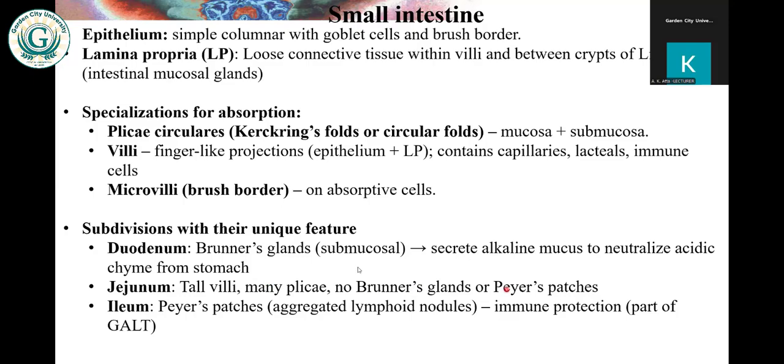Please, Brunner's gland in the duodenum is very, very important, because before the pancreatic enzymes work, the acids will have to be neutralized. Then the Peyer's patches in the ileum are also very, very important. So in the absence of these two, then we are looking at the jejunum.